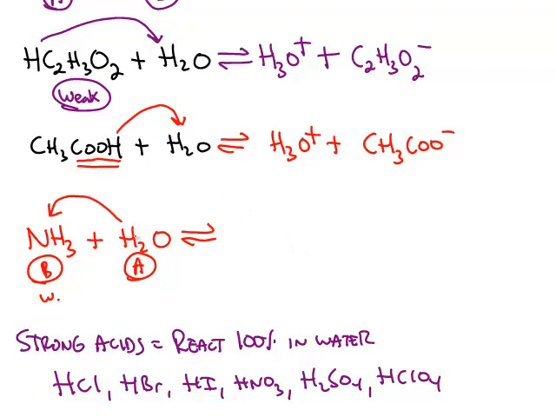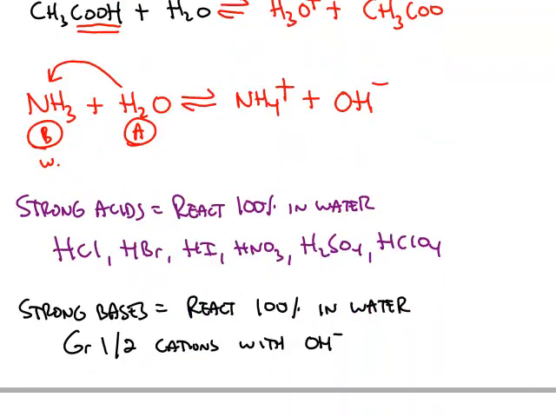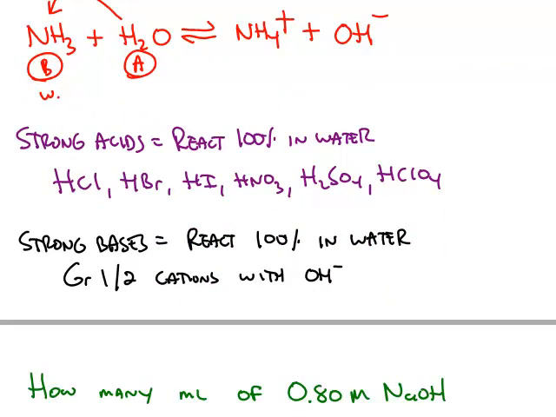The products are a little bit different. When you add an H+ to NH3, it turns into the ammonium cation. And what's left behind on the water after we rip off an H+ is the hydroxide anion.